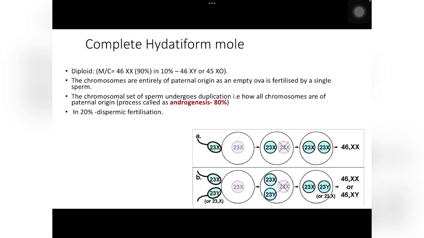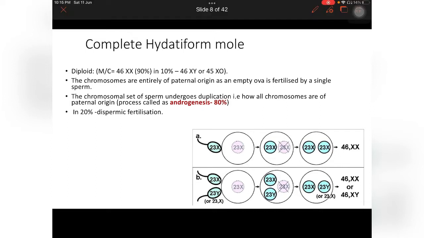So coming to the complete hydatidiform mole, we have already discussed that it's going to be diploid in 90% of cases. It's going to be 46XX. This is a karyotype. This is also an important MCQ.